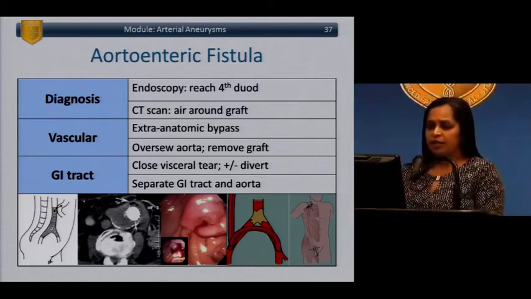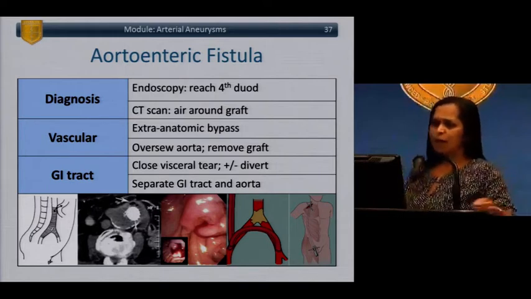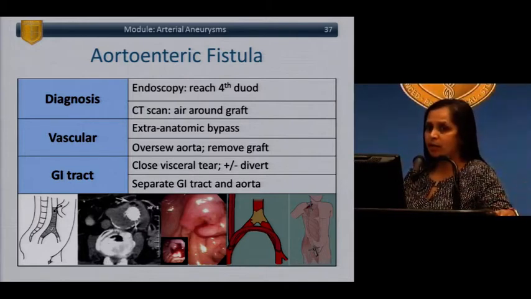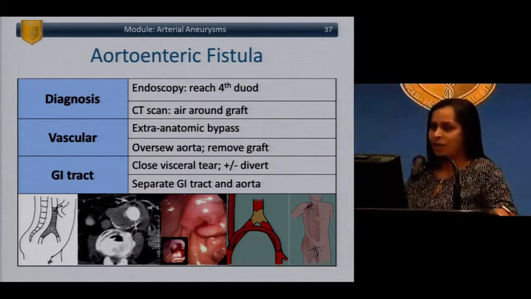Aortoenteric fistula is a later complication of previous aneurysm repair. Primary aortoenteric fistulas are very rare. In someone who's had a previous repair and presents with GI bleeding, this is important to keep in the back of your mind. And a favorite question that appears.